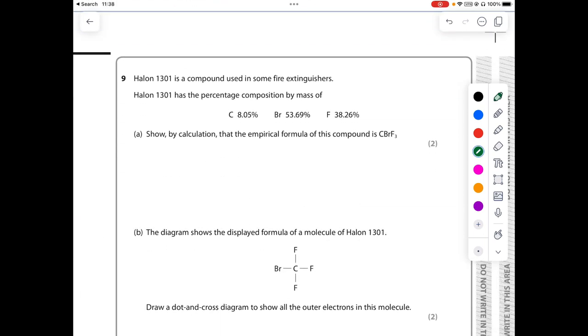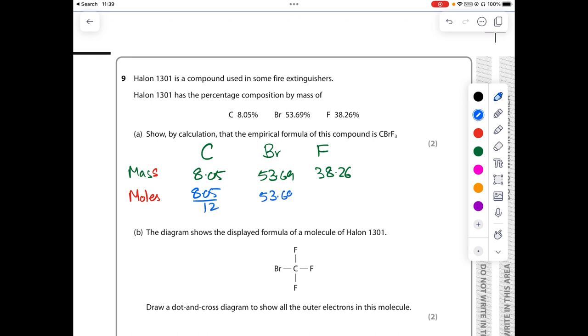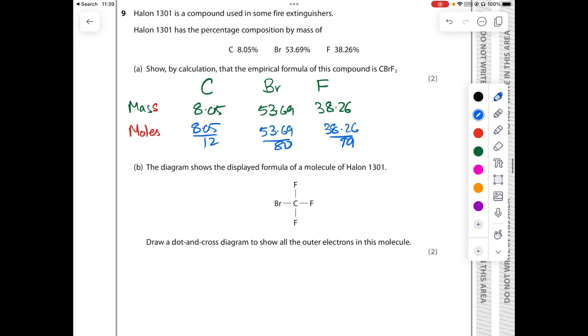Question number 9. Halon-1301 is a compound used in some fire extinguishers. Show by calculations that the empirical formula of CBrF3 is CBrF3. So carbon, bromine and fluorine. I take the masses, which are 8.05, 53.69, 38.26. Now calculate the moles. How do I calculate the moles? Divide by the atomic masses: 8.05 divided by 12, 53.69 divided by 80, 38.26 divided by 19. So what do I get from there?